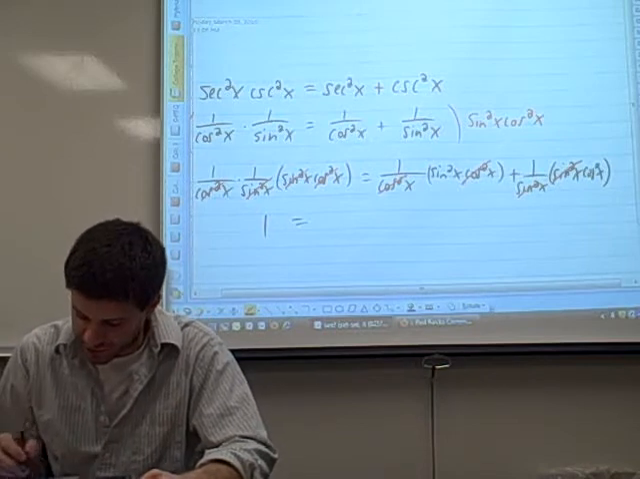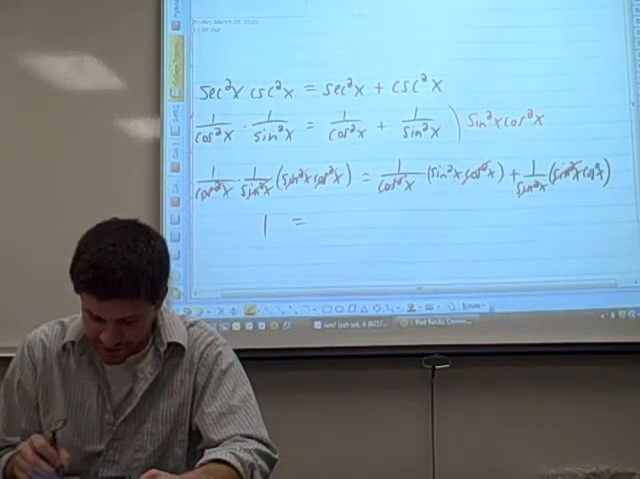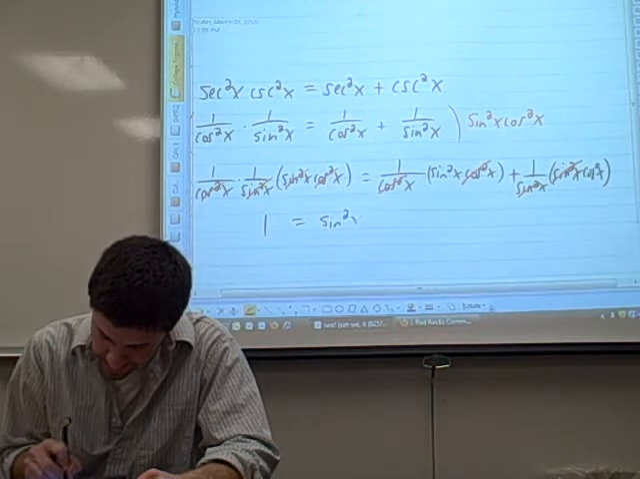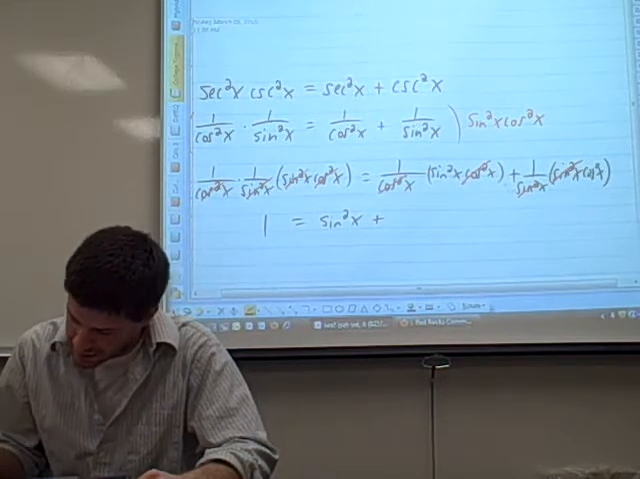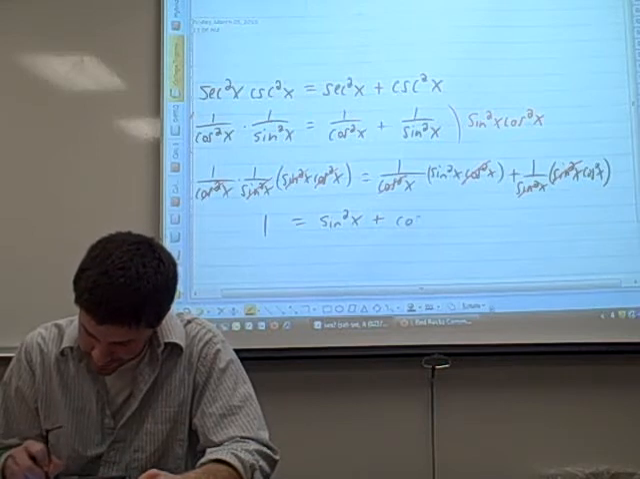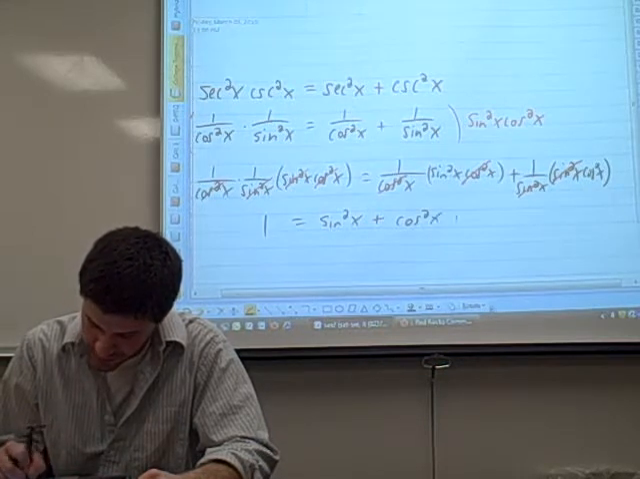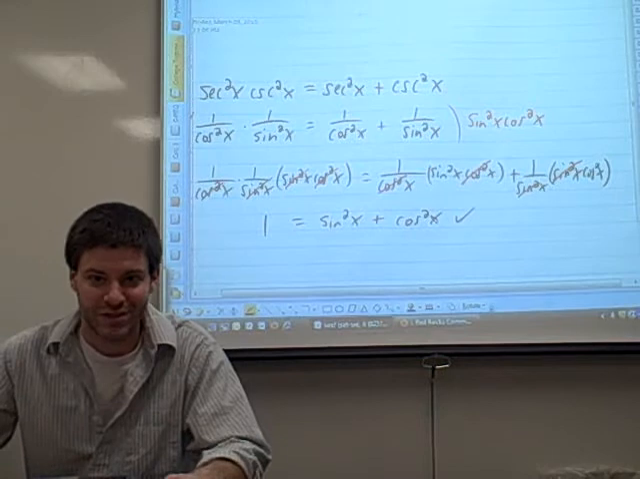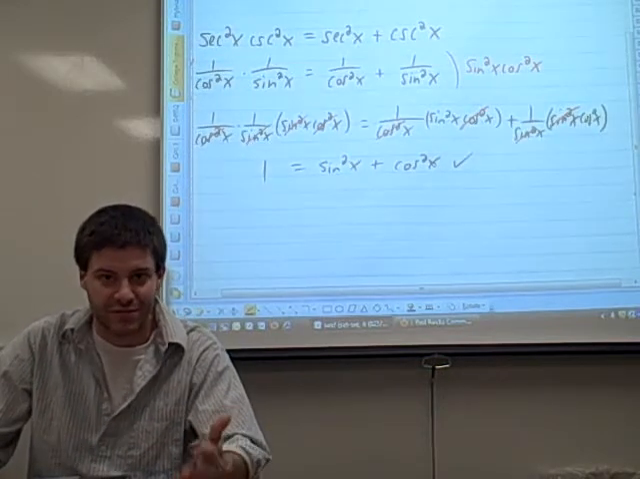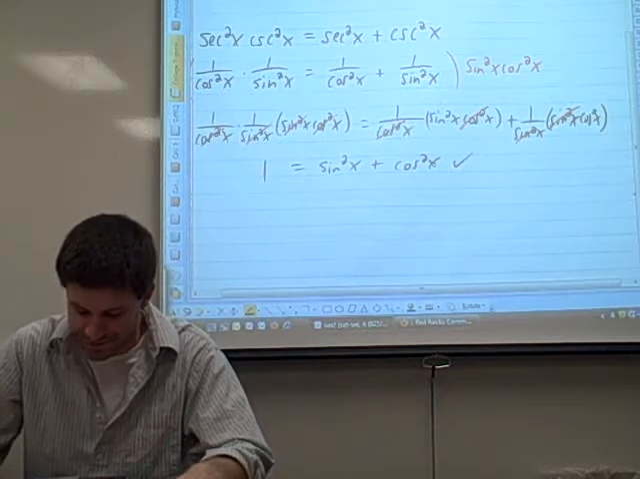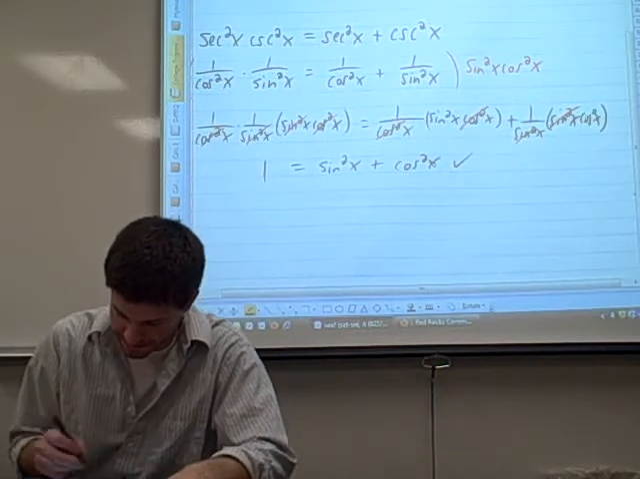What we're left with on the right-hand side is a sine squared plus a cosine squared. Oh my gosh, what just happened? We got 1 equals sine squared plus cosine squared. That's our fundamental trig identity, so we know that that's true. Let's try this one other way.